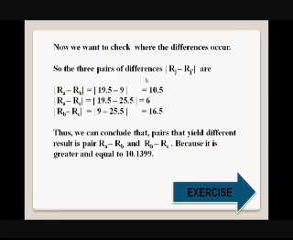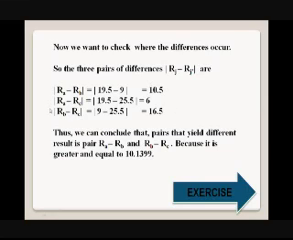Now we want to check where the differences occur. So the three pairs of differences are absolute Ra minus Rb, absolute Ra minus Rc, and absolute Rb minus Rc. For absolute Ra minus Rb, we get absolute 19.5 minus 9, and we get 10.5. For absolute Ra minus Rc, we get 6. For absolute Rb minus Rc, we get 16.5.